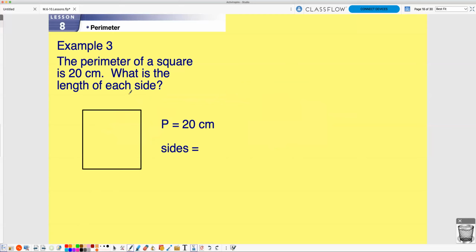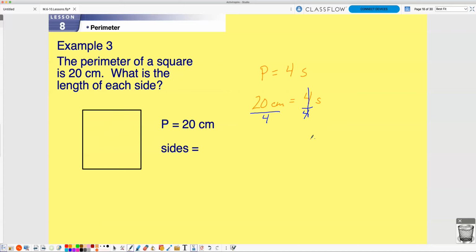How about this one? The perimeter of a square is 20 centimeters. What's the length of each side? So if the perimeter of a square equals 4 times s, and we don't know what the length of the side is, but we know what the perimeter is. So in this case, we know 20 centimeters is the answer to 4s. So that means I can take this and I would divide this side by 4 and divide this side by 4 because it's equal. So now I've got 1 times s.